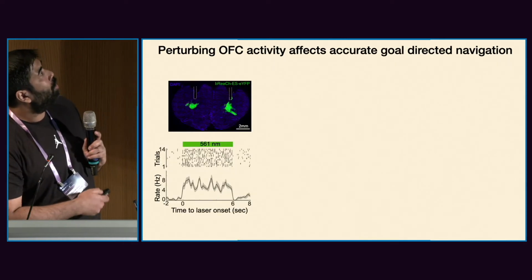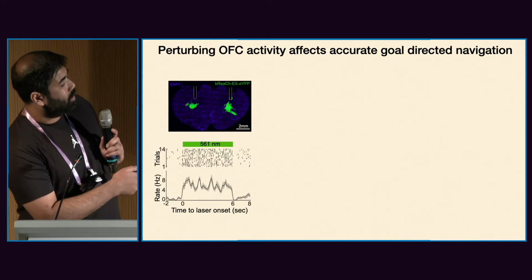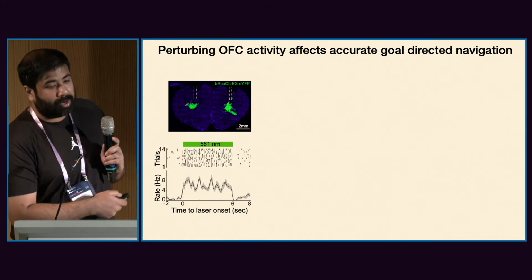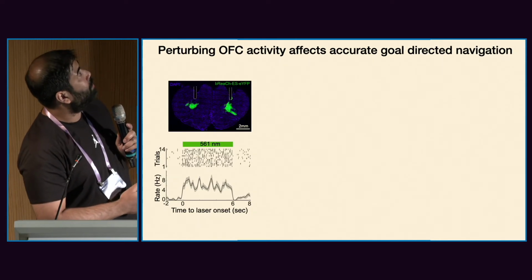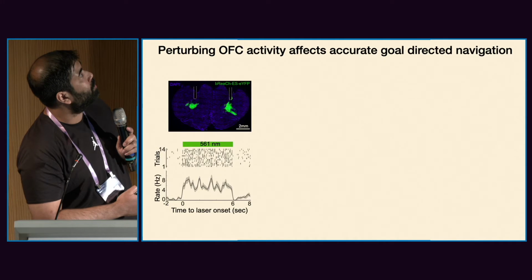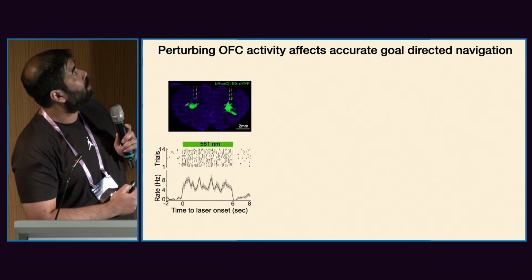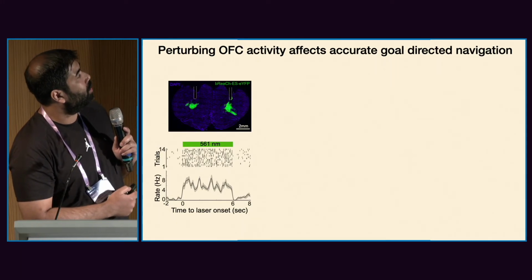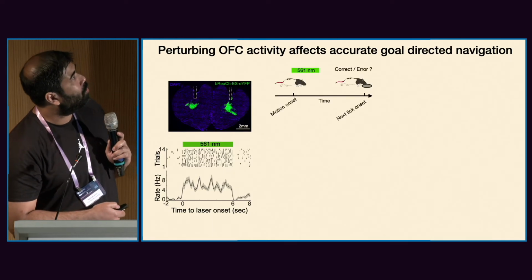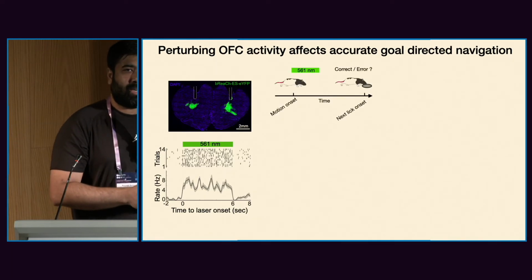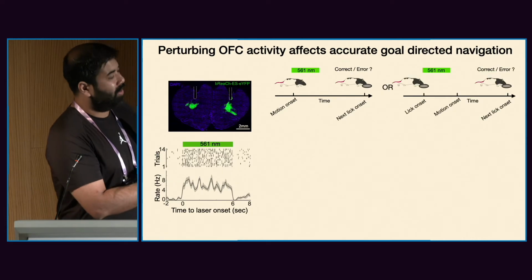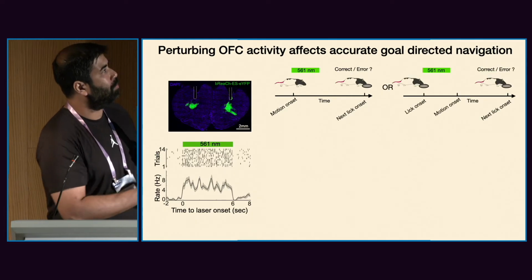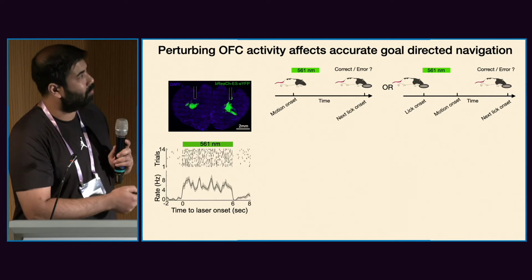Okay, so finally, in this part of the project, we wanted to ask if the OFC is causally required for goal-directed navigation. So we planned to perturb the OFC activity by expressing a red-shifted channelrhodopsin and implanting optic fibers bilaterally above the OFC. And the idea was, if we perturb the OFC activity just during the start of motion, will the animal go to a wrong location subsequently? As opposed to if we perturb the OFC just before the onset of motion, during licking.